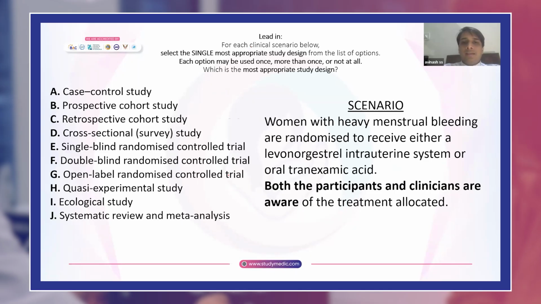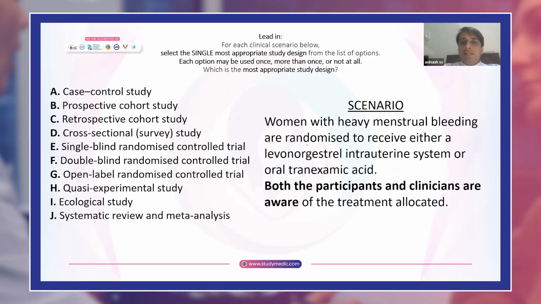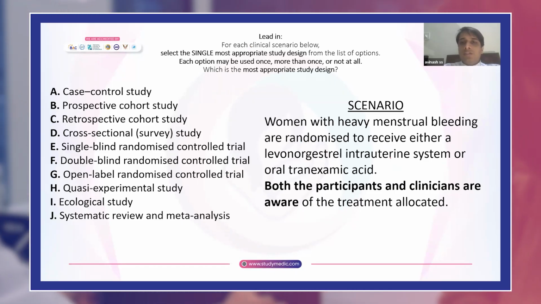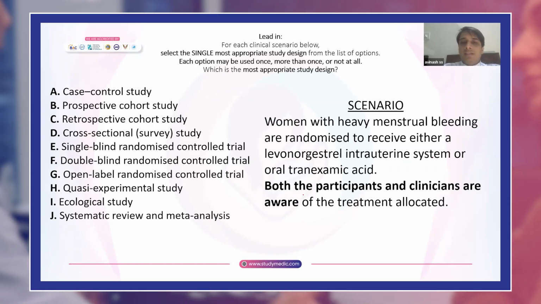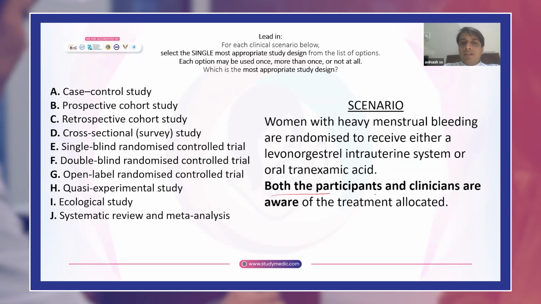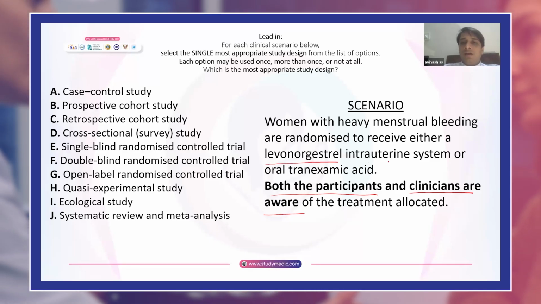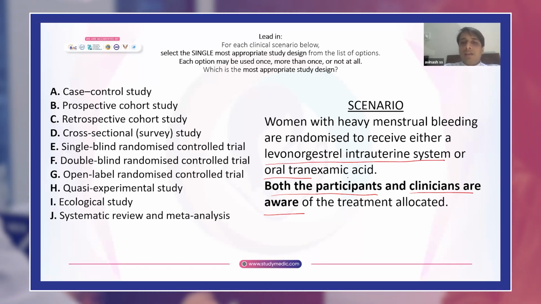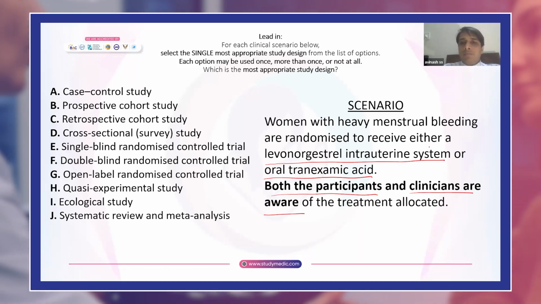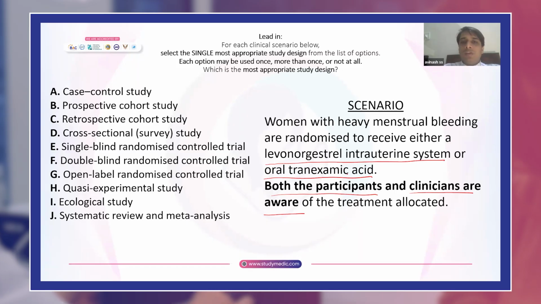Now we will see another example. Women with heavy menstrual bleeding are randomized to receive either a levonorgestrel intrauterine system or oral tranexamic acid. Both participants and clinicians are aware of the treatment. So they know what they are receiving, because it cannot be blinded. If you are putting an IUD, they know it is an IUD. If you are giving an oral drug, they know it is an oral drug. So nobody can be blinded here.